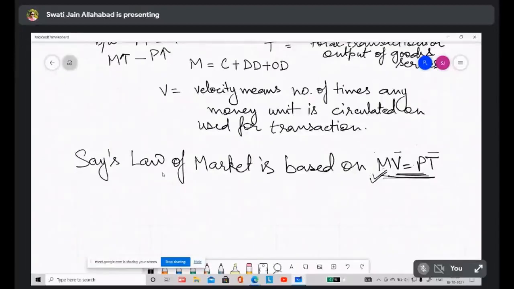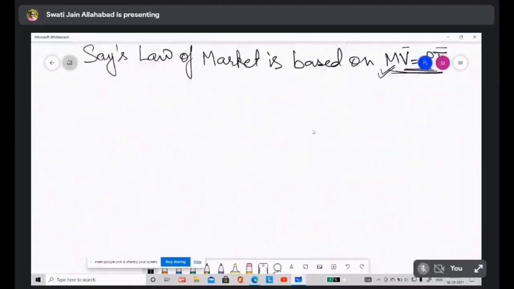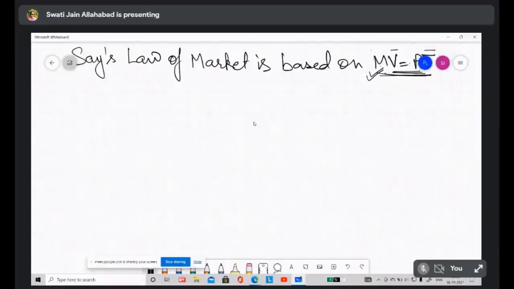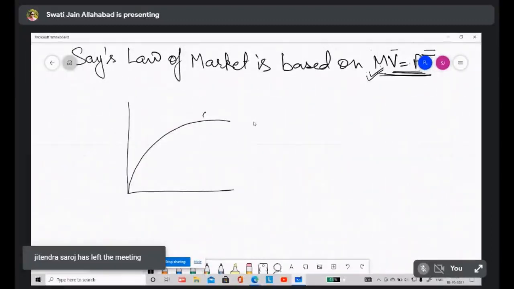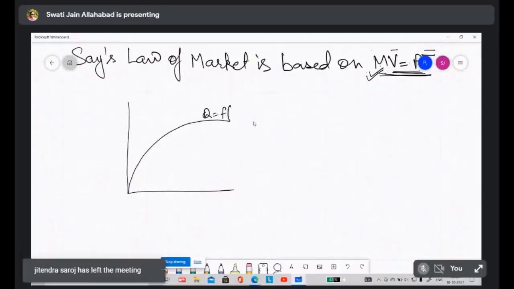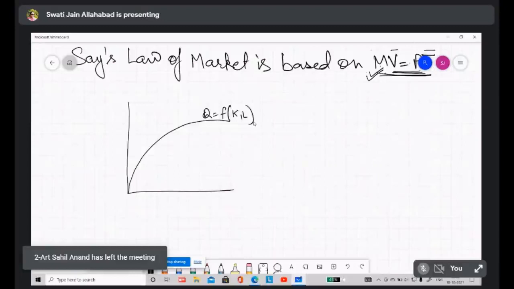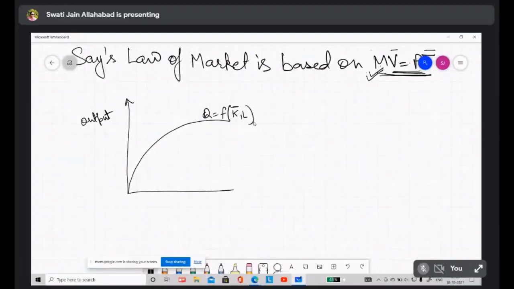Okay. Now, in this classical system, when you use this diagram, this is your production function. Q is a function of K, L. Now K is given. Here you take output on the y-axis. On the x-axis you take N, that is level of employment. Okay, and now from here only you are drawing this diagram.